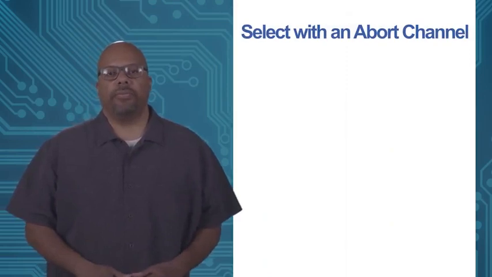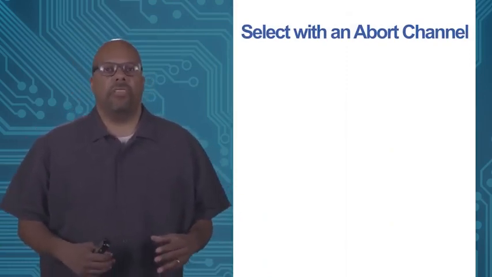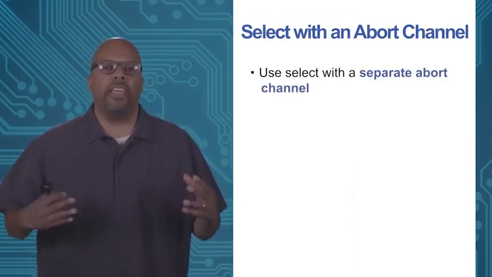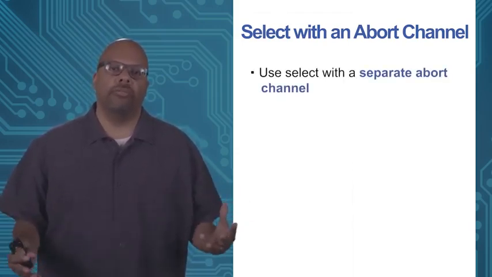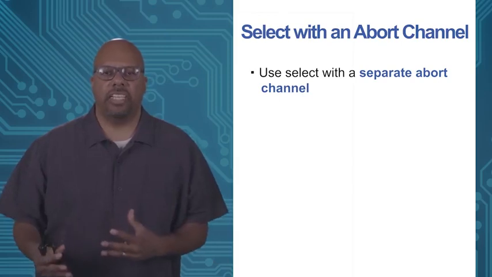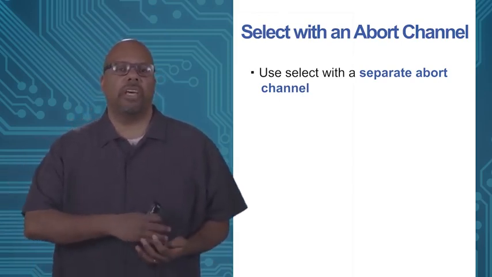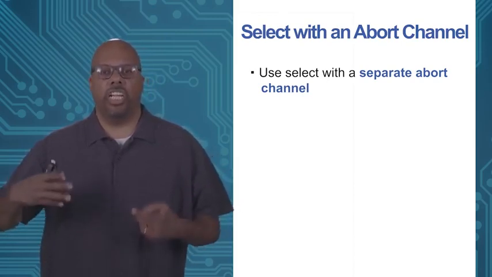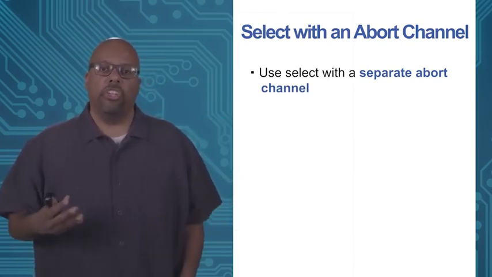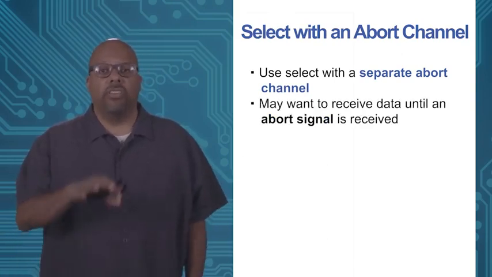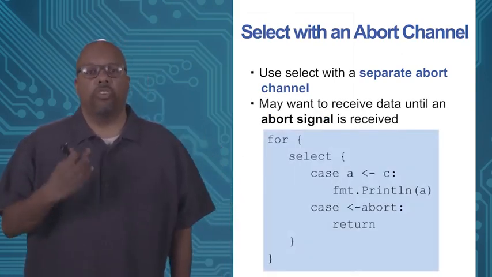Now, a common use of a select is to have a separate abort channel. Say there's some task that you're doing over and over. You're reading data and processing it, right? So this is a producer-consumer scenario again. Something is producing some data and sending it on a channel to you, the consumer. And your consumer's job is basically to receive the data and then do something with it. So let's assume that the code I have here is for a consumer like that.